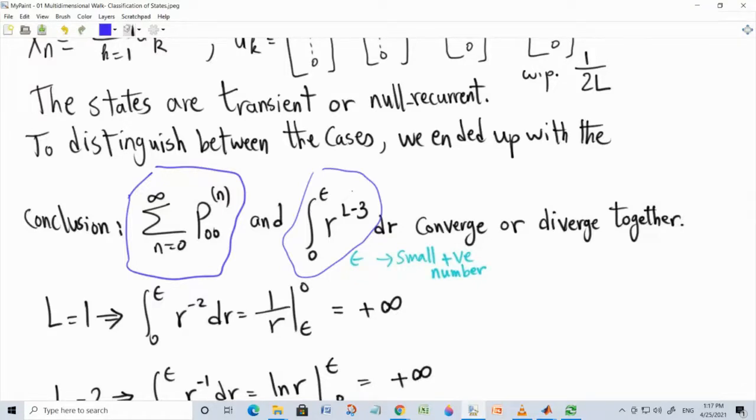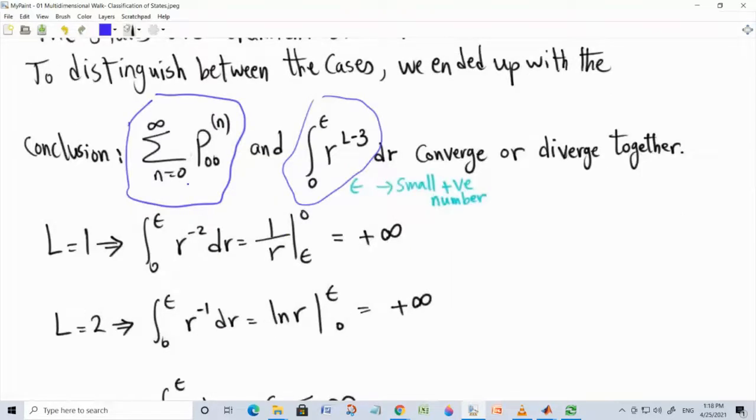If L is equal to 1, this will be a confirmation of our previous result. If L is equal to 1, so it's one-dimensional, we are integrating r to the minus 2. The integral of r to the minus 2 is -1 over r, so it is 1 over r evaluated between 0 and epsilon. Epsilon is not problematic, it is a small positive number, but 0 will make this explode to infinity. So in that case, this summation is infinity, indicating that our states are non-recurrent, and there is no surprise here. This is our previous result.